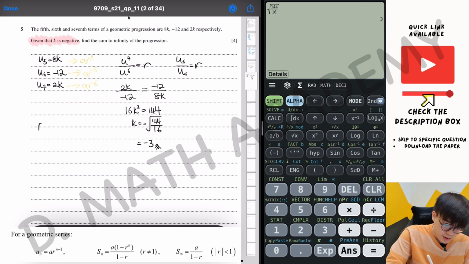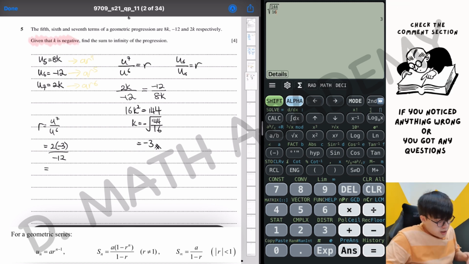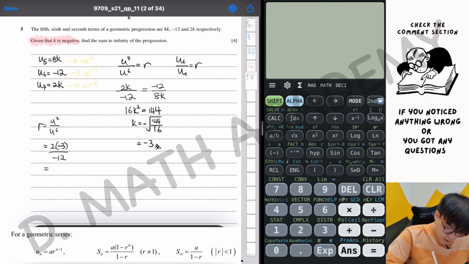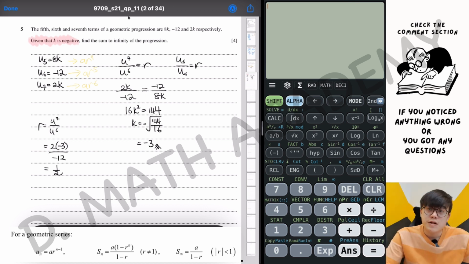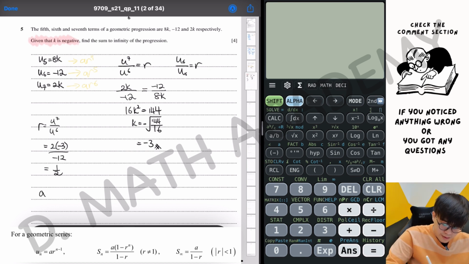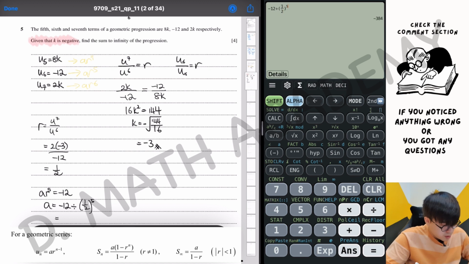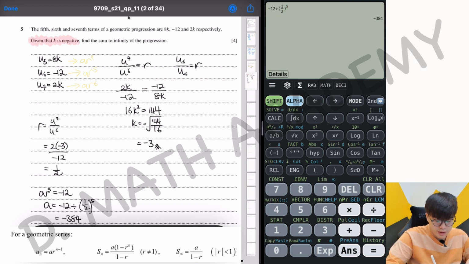So when you sub in r equals to u7 over u6, it should be 2 negative 3 over negative 12. The answer of this should be, so r is 1 over 2. Then from here we identify our a. Our a r5 equals to negative 12. A will actually be negative 12 divided by 1 over 2 to the power of 5. And you should get your result as negative 384.